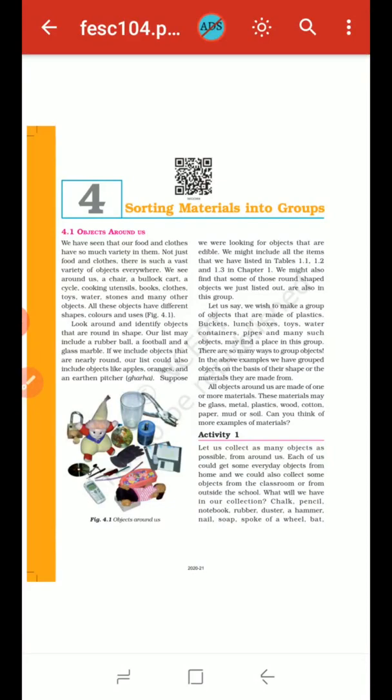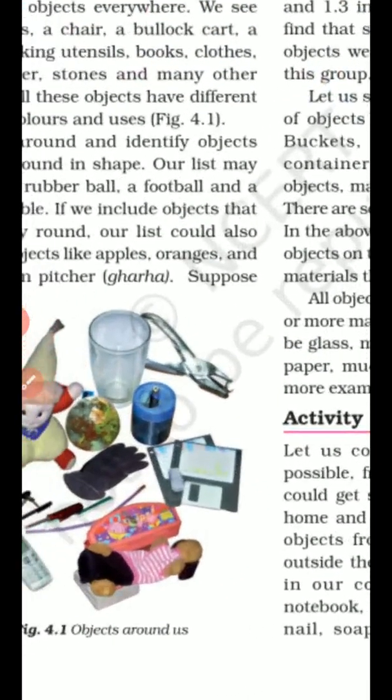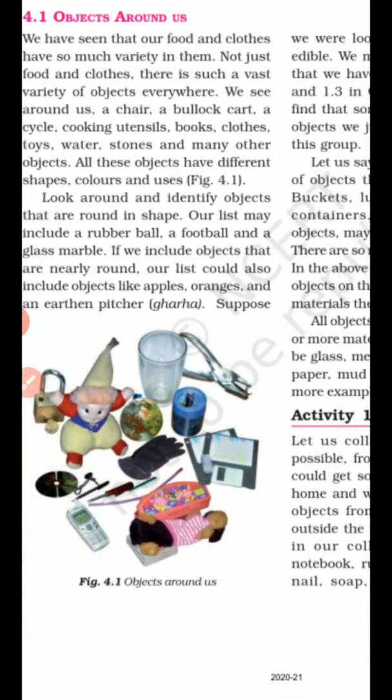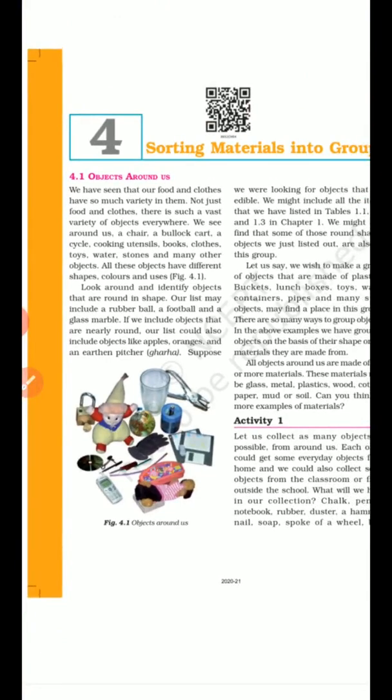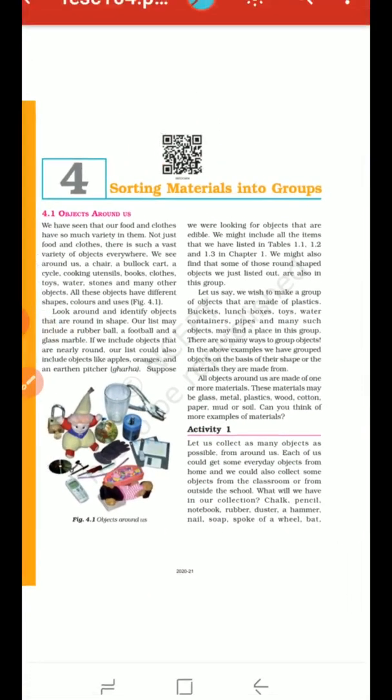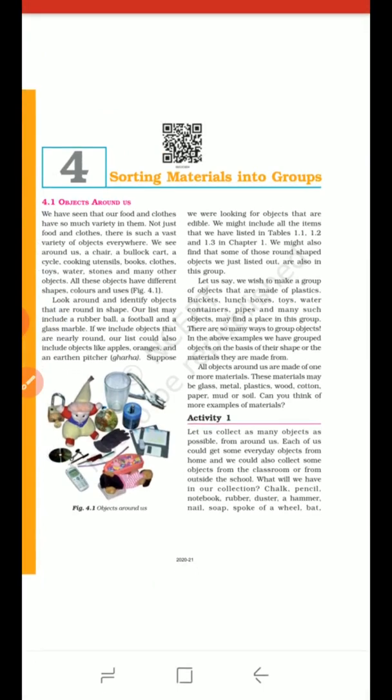Now take out your science textbook and open page number 27. So, dear children, yesterday we started our new lesson, lesson number 4, sorting materials into groups. In this, we studied various kinds of objects around us. You can see in this picture various kinds of objects, having various kinds of materials, textures, and shapes. Regarding this, we also did one activity.